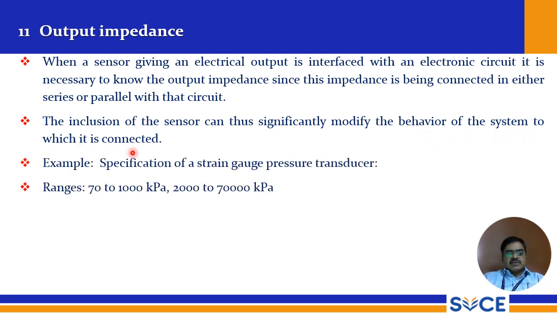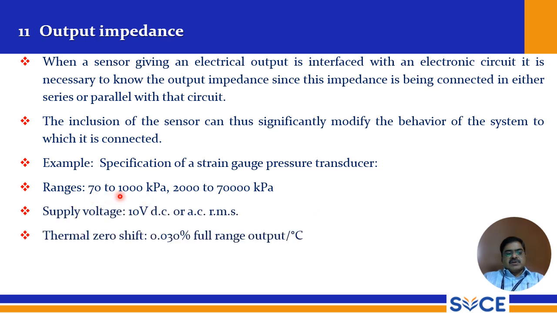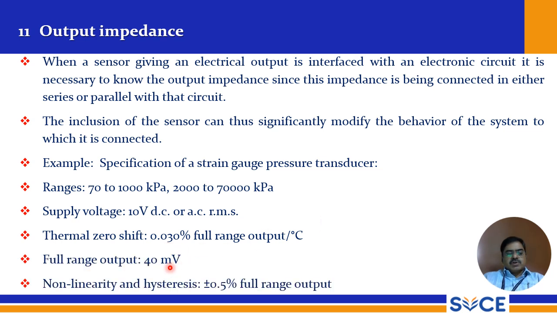So these are the specifications of a strain gauge. Range 2000 to 70,000 kilopascal. Then supply voltage, thermal zero shift. We have full range output of 40 millivolts. Nonlinearity and hysteresis plus or minus 0.5 percent of full range output. So this is how the sensor is specified.